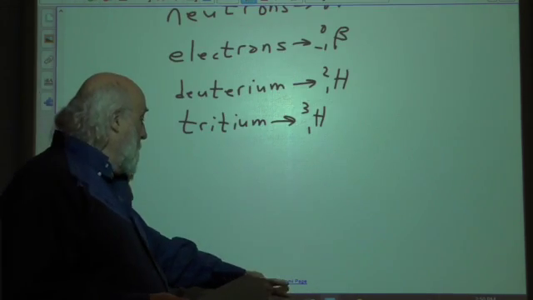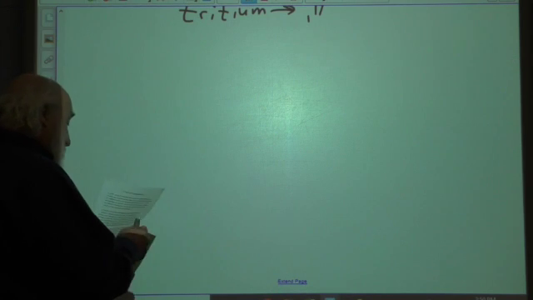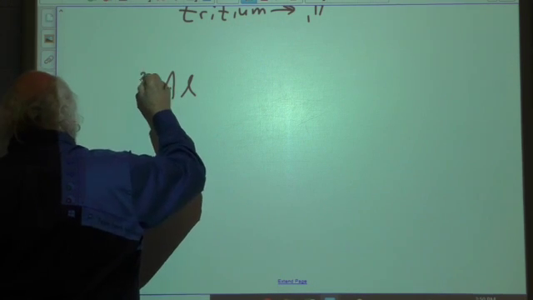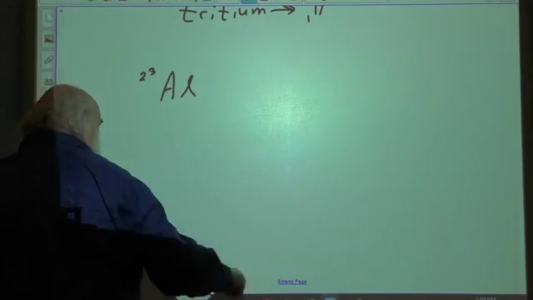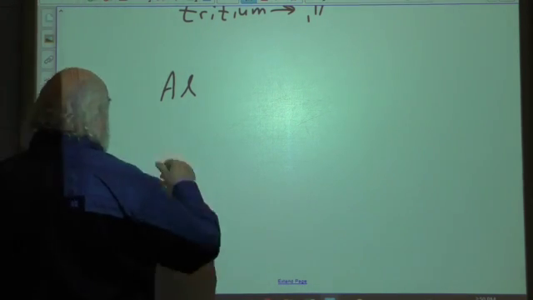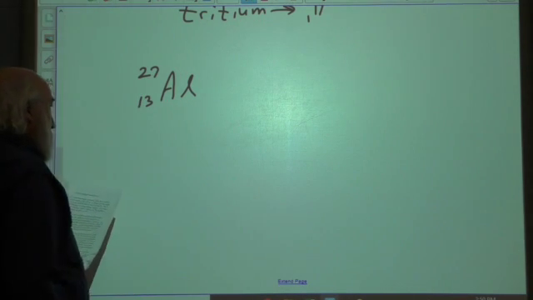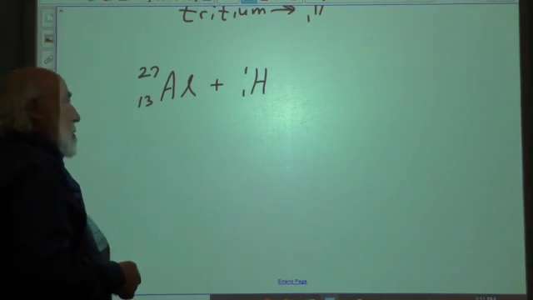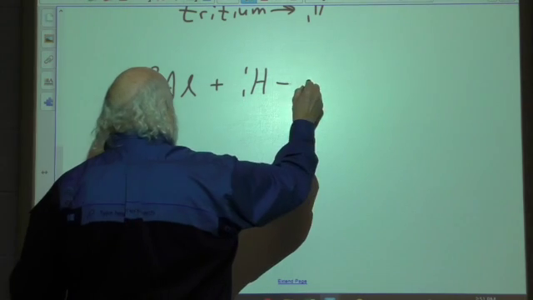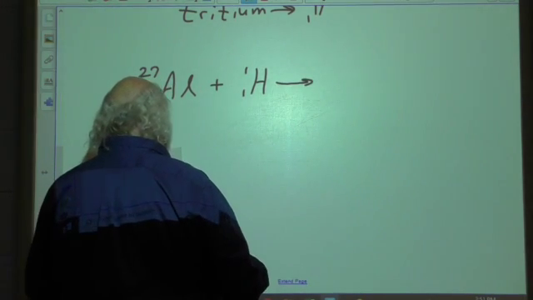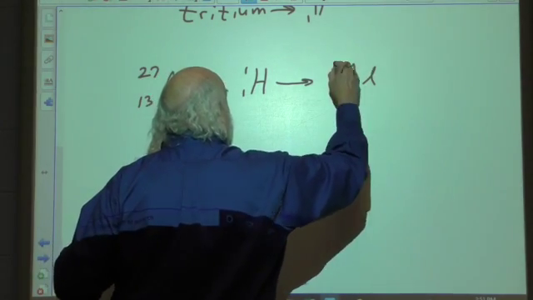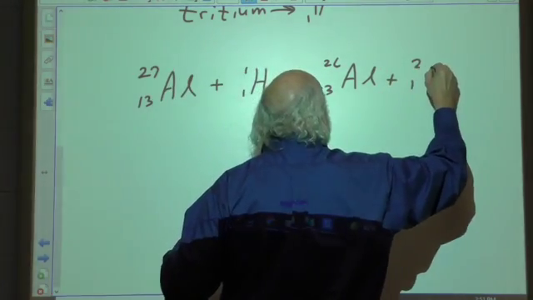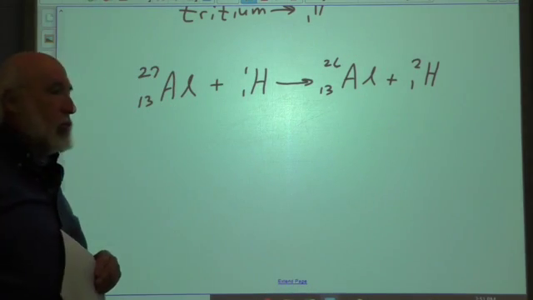An example of one like that where we use, say, a protium or proton is taking aluminum-27. Aluminum-27 is the most stable isotope of aluminum, and shoot protium or protons at it, and it turns out that the new particle for this is aluminum-26, which is not very stable, and this will emit a deuterium, which is 2,1 hydrogen.